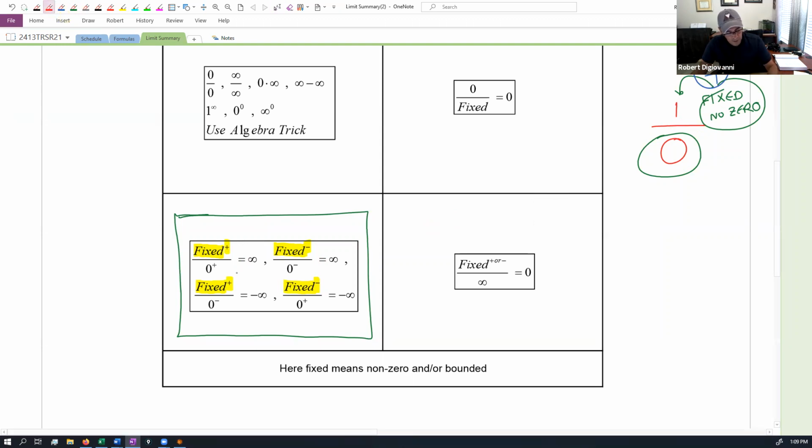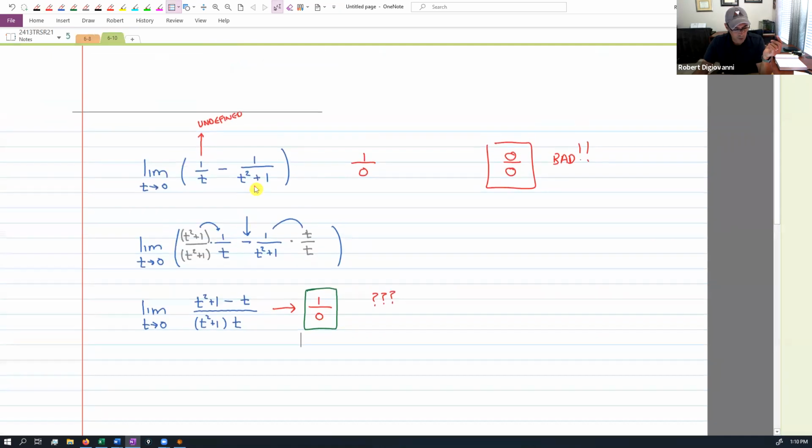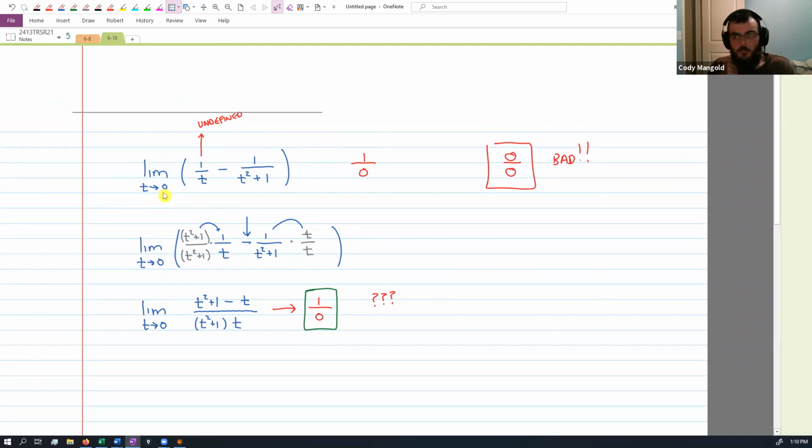Looking at this table, it can't be this and it can't be this, because those are both negative fixed numbers on top. So our answer is either going to be infinity or negative infinity. It will depend on what's happening to the denominator, on whether we're approaching 0 from the left or from the right. Let me go back and grab that problem. So which side of 0 are we approaching from? We're approaching from both. From both, good.